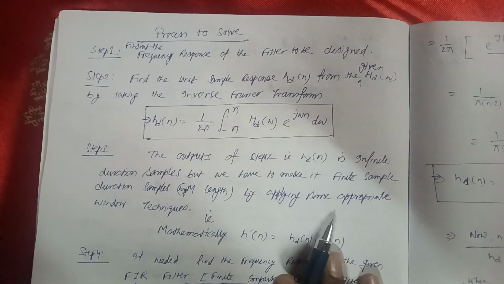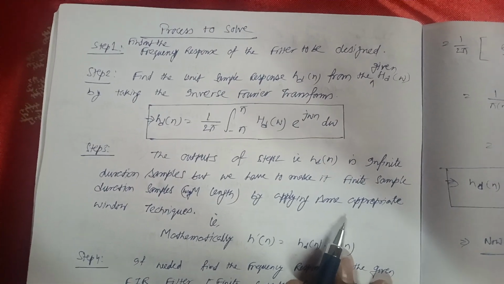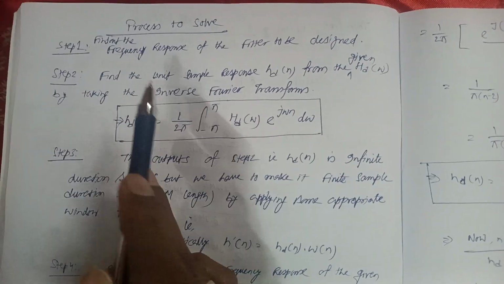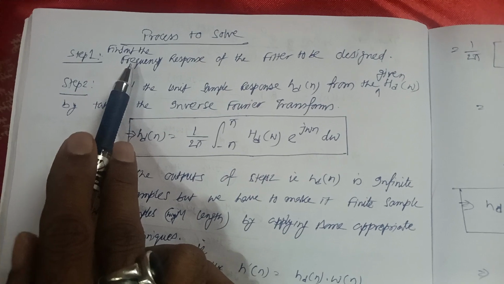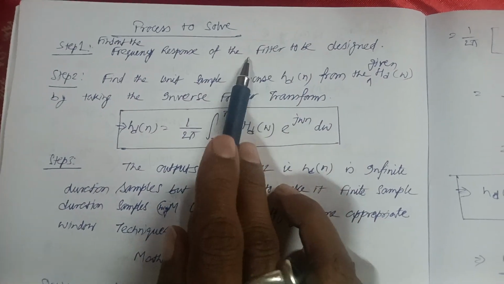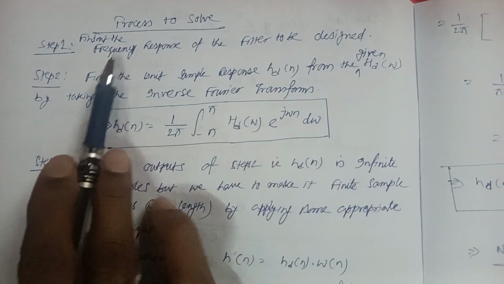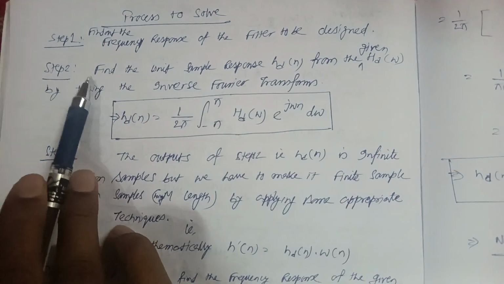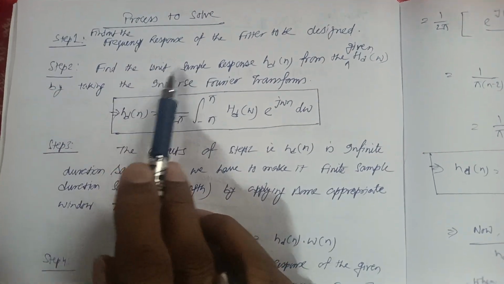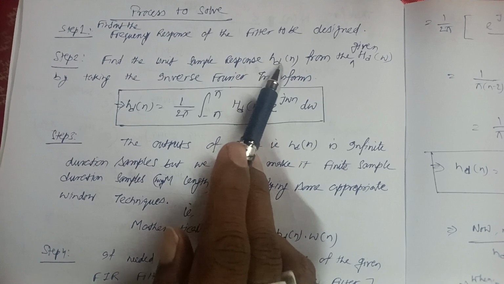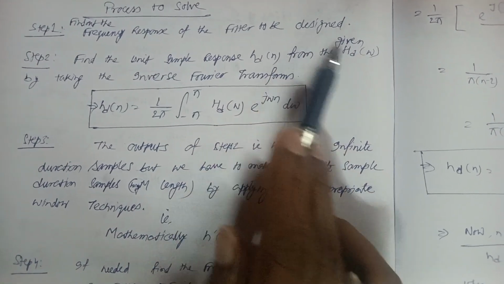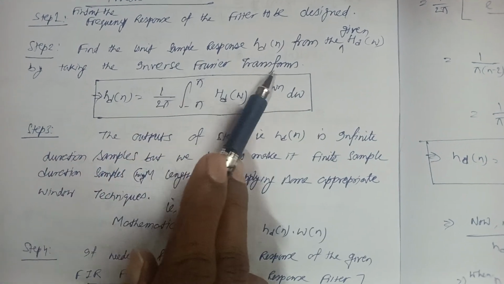Now how to solve this? The steps we have summarized in four steps. So first of all we have to find out the frequency response of the filter to be designed. Sometimes it is given in our questions. If it is given, then no need to do it. That means this is my H of e to the j omega. Number 2, find the unit sample response hd of n from Hd of omega, that means, if it is given, by taking the inverse Fourier transform.